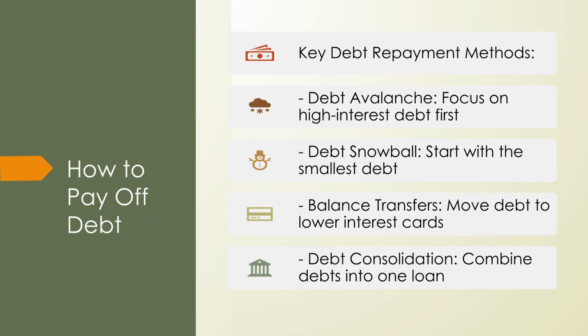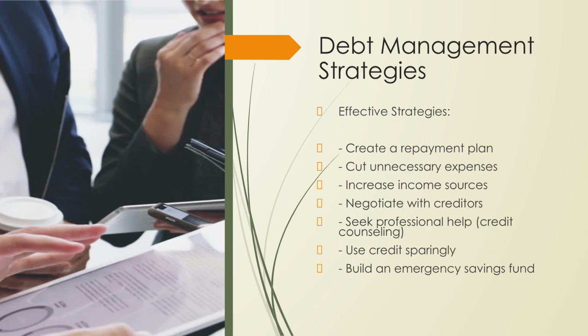Key debt repayment methods include the debt avalanche, focusing on high-interest debt first, and the debt snowball, which starts with the smallest debt. Other options are balance transfers and debt consolidation to simplify and reduce interest. Effective debt management strategies include creating a repayment plan, cutting unnecessary expenses, and increasing your income. You can also negotiate with creditors, seek professional credit counseling, use credit sparingly, and build an emergency savings fund.